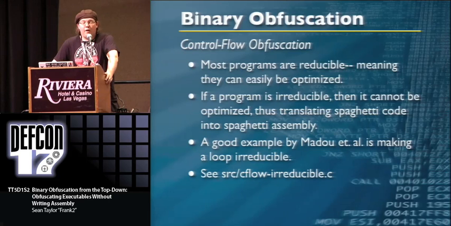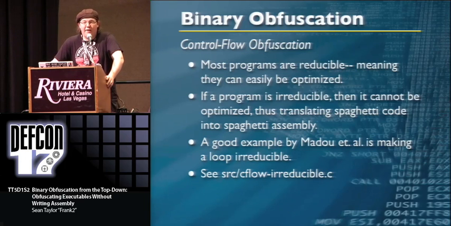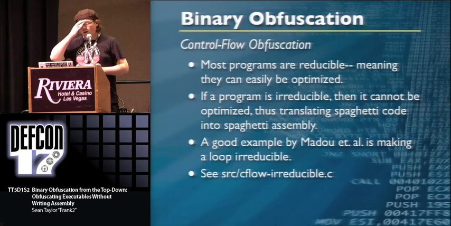Most programs are reducible, and this obviously means that they can be optimized in one way or another. If we can't actually reduce the program, then obviously it's not optimized. And what happens is we get a bunch of really weird assembly code that gets pushed into the binary. It may be more verbose, but it's still nonetheless very hectic to pore through. So a great example of this, in one of the papers I used to research this talk, is making a loop irreducible. And this is actually a very interesting technique. You can see this again in the irreducible C file.